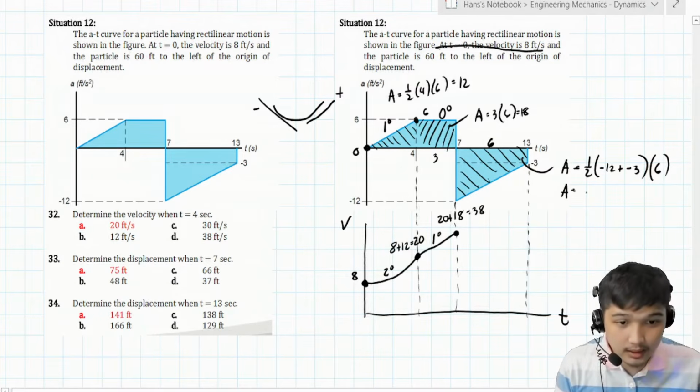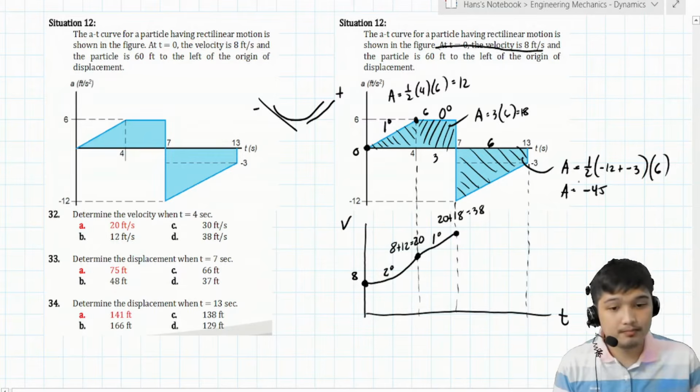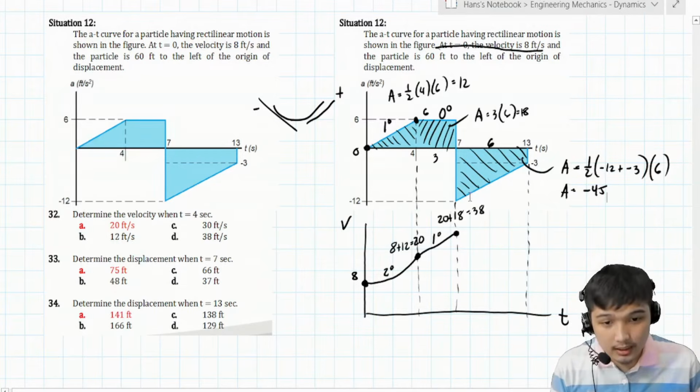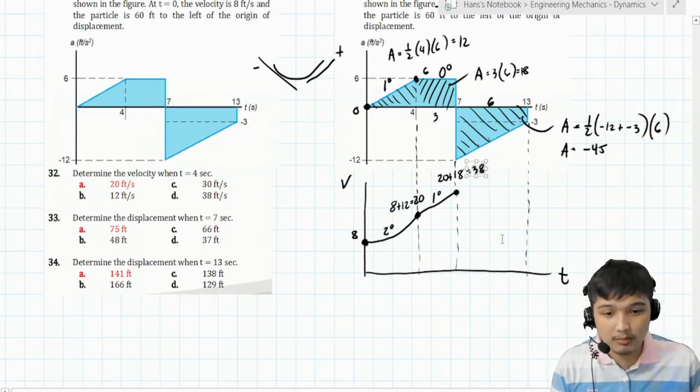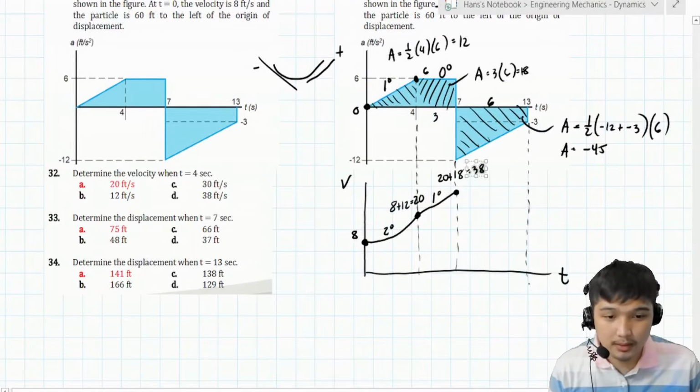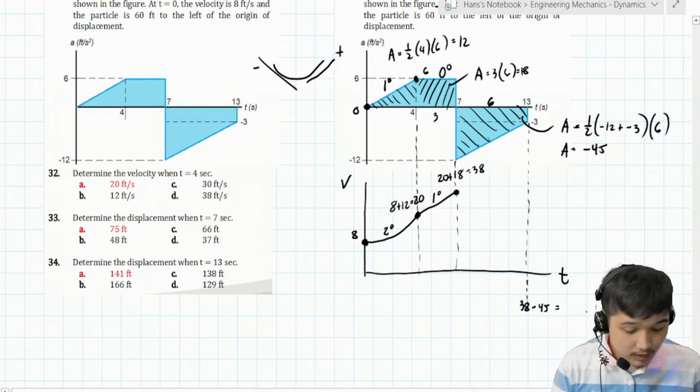That is negative 45. Okay, so from 38 plus negative 45, aatras pala siya, no? So, lagyan natin dito, 38 minus 45. So, I think this one is negative 7.